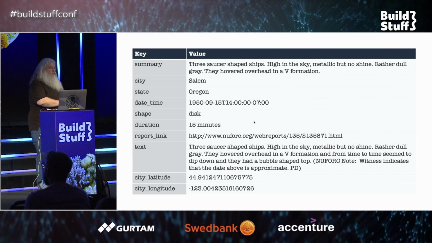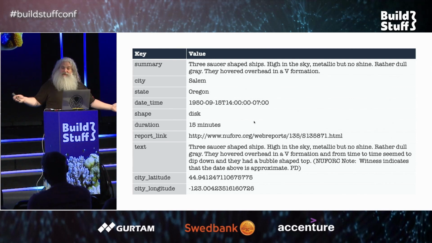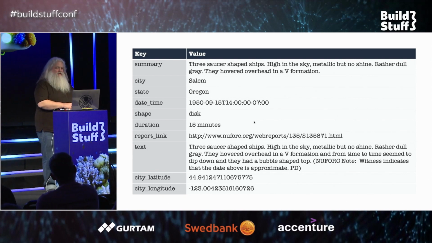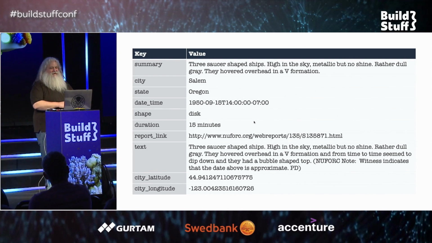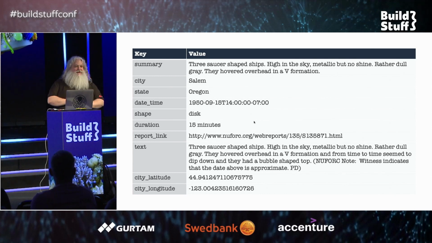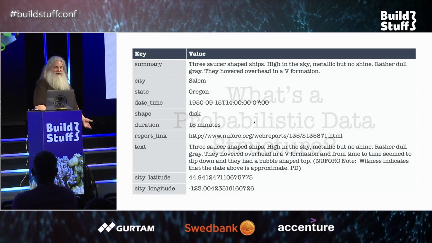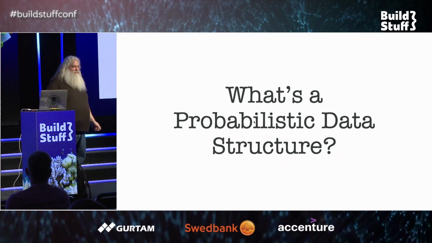There's a link to the New Fork website where you can go and look at the original reports, the full text of the UFO sighting. This is where the true joy is. And then a latitude and longitude of the city where they occurred at. So this is fun data. We're going to play with this to explore the most important question of all: what's a probabilistic data structure?